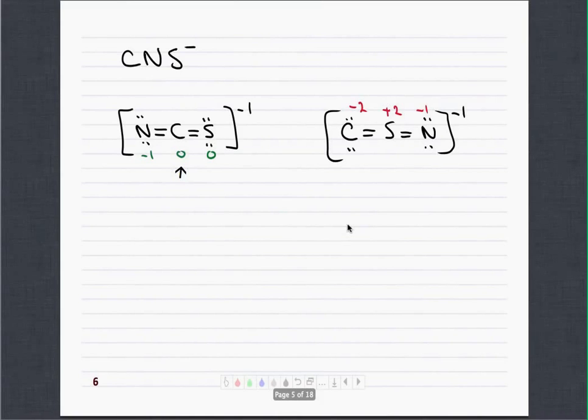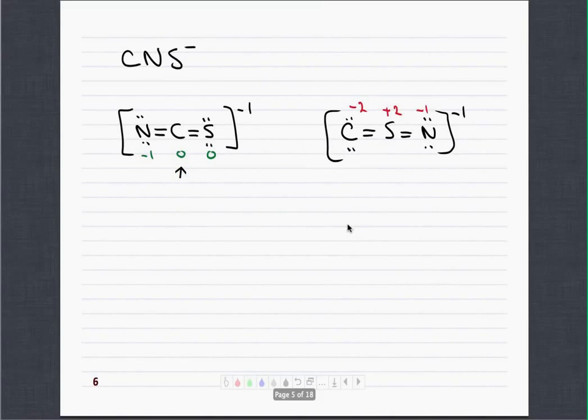And I can draw two Lewis structures for this molecular formula. Both of them satisfy the octet rule for each element. This is the first Lewis structure that I can draw, and this is the second Lewis structure that I can draw. Now, the formal charge is going to determine which Lewis structure is the favored one.